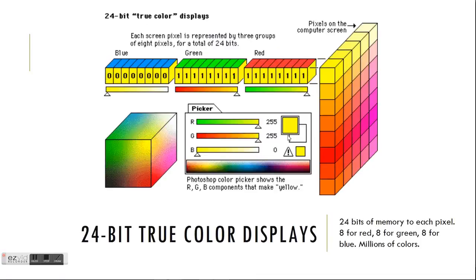Here the previous concept is taken a step further, and now each pixel has 3 different groups of 8-bit memory, each red, blue, green. This thus enables more than 256 colors. Apparently it gives us a million colors. Photoshop uses this picker to get the yellow color.